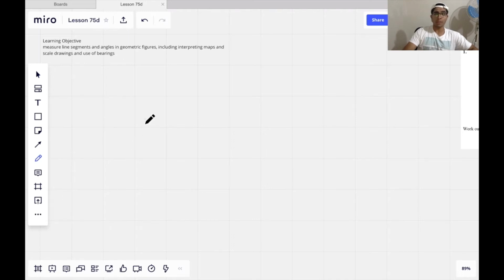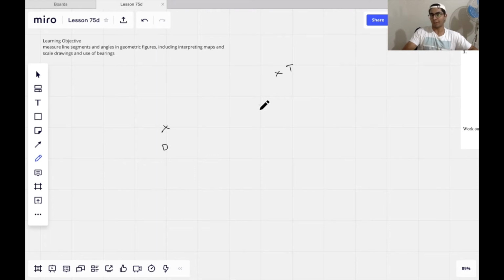So bearings are a way of showing direction from north, basically. So say we have a point here, and let's say this is me, and there's some treasure over here. I need to go find that treasure. And if you're trying to direct me to get there, you might say, oh, walk a bit to the right and then a bit up or something like that, which might be a bit imprecise.